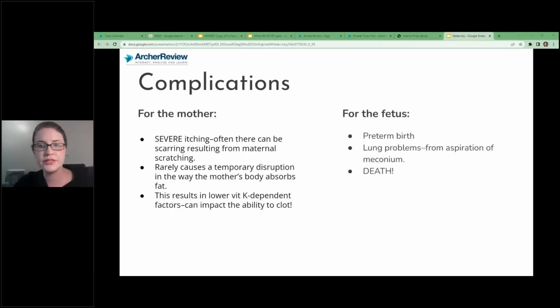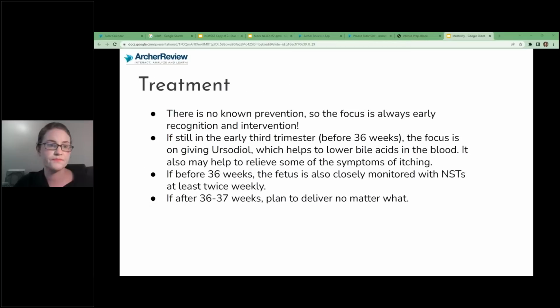For the fetus, the risks are even greater. It can increase the risk of preterm birth. It can increase the risk of lung problems, but mostly it really, really increases the risk of stillbirth. So we've got to watch this really, really carefully.